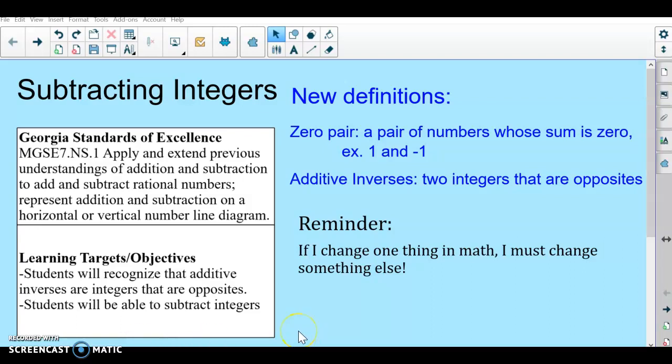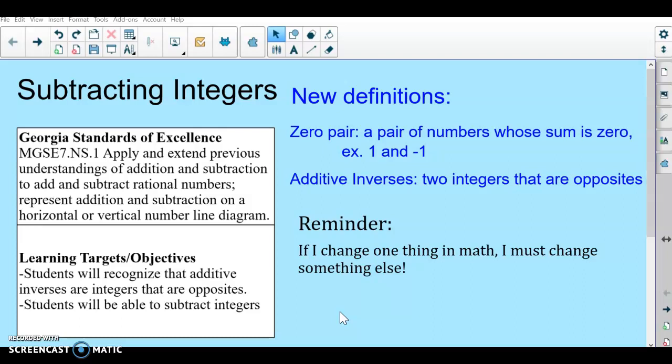Well, hello there, everybody. Today's topic is going to be subtracting integers. We have the same standard as yesterday. Our first learning target, recognizing additive inverses are integers that are opposites, is the same as yesterday. And then our new learning target is to be able to subtract integers. I will say that today's topic is a little bit more difficult than yesterday's topic.